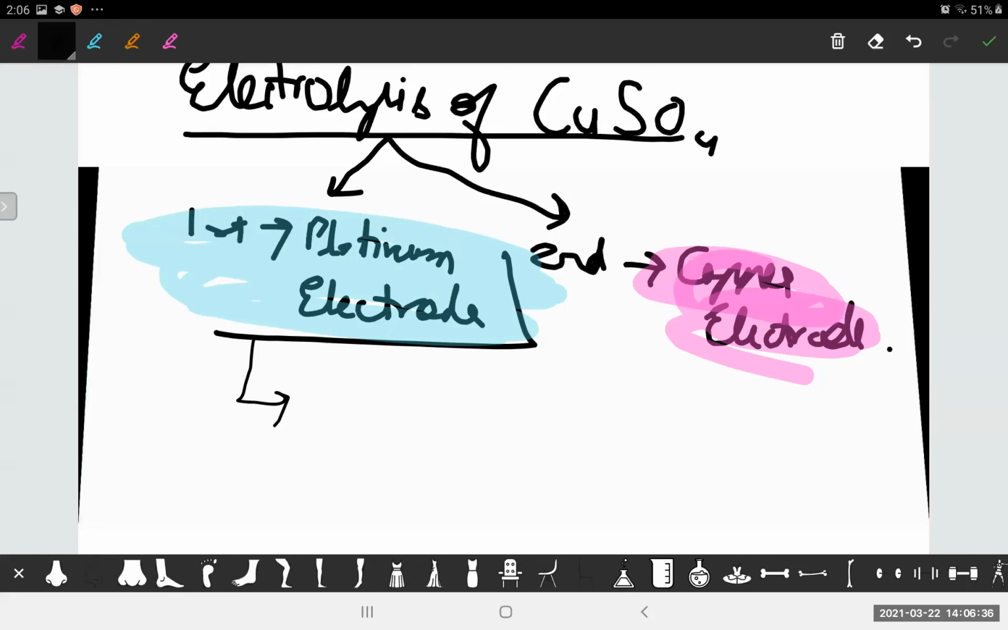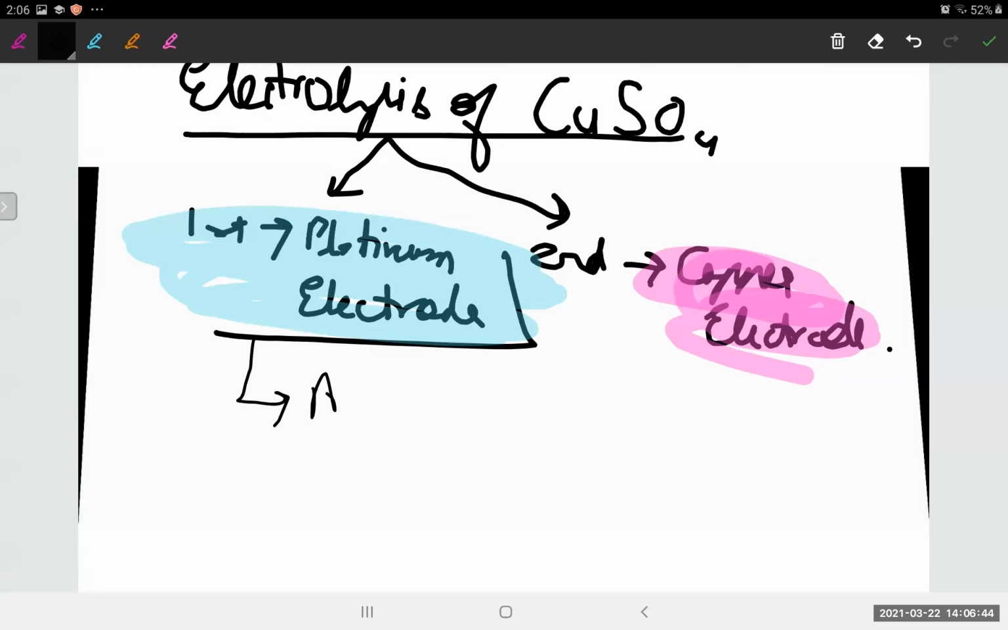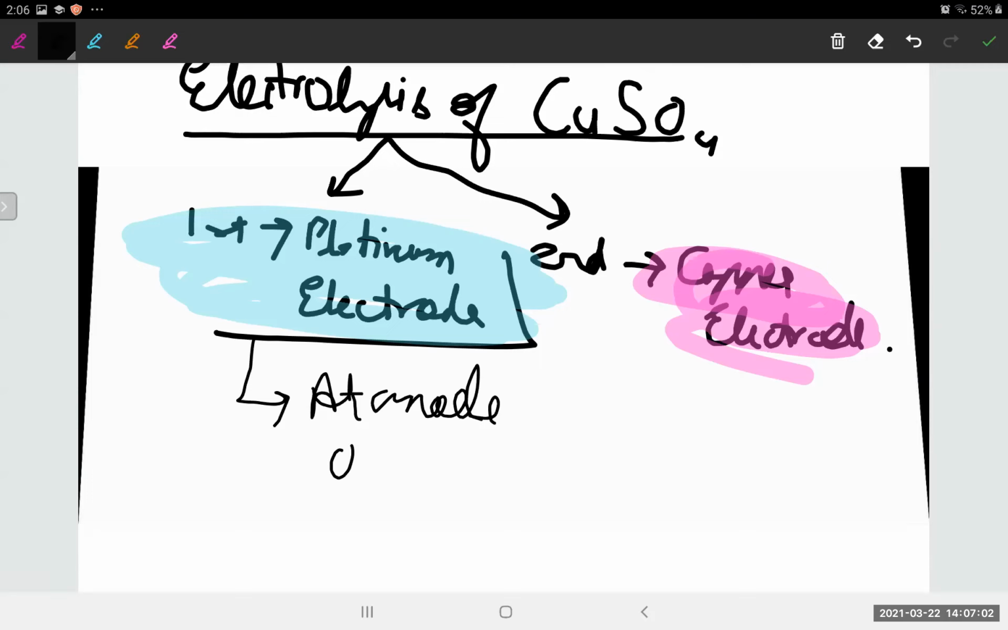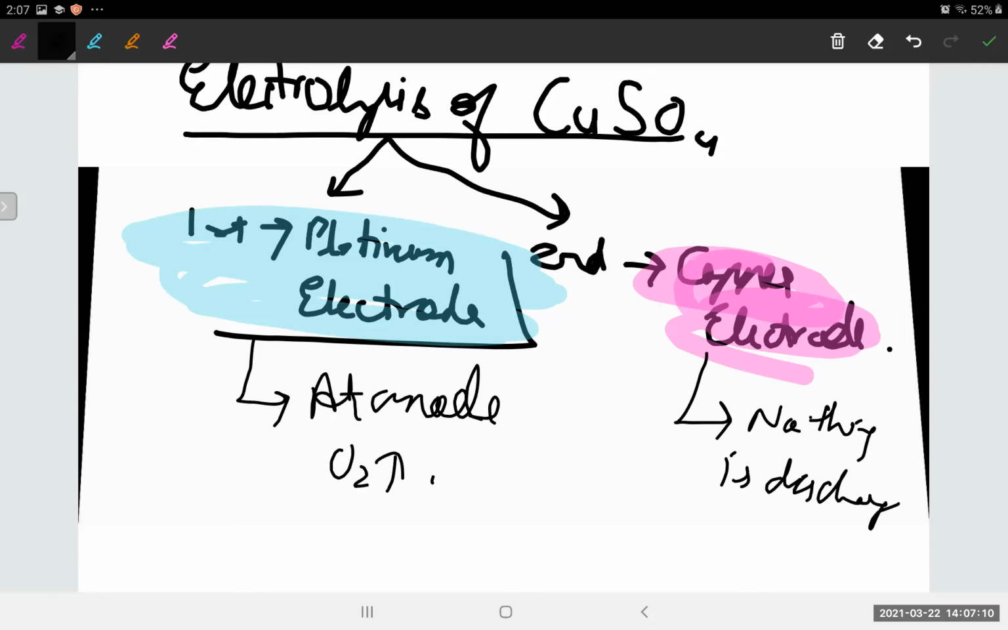At the cathode, brown copper is deposited, while at the anode, oxygen is liberated. And in the copper electrode, at the cathode, brownish copper is deposited, while at the anode, nothing is being discharged. So at the anode, O2 is discharged here, and there nothing, nil, is discharged at the anode. That was the basic difference.